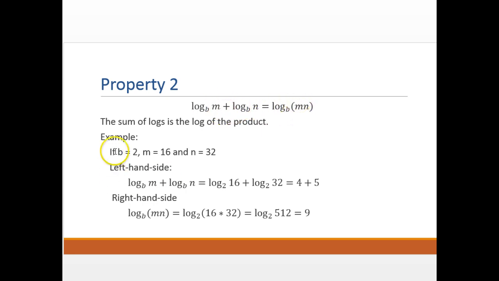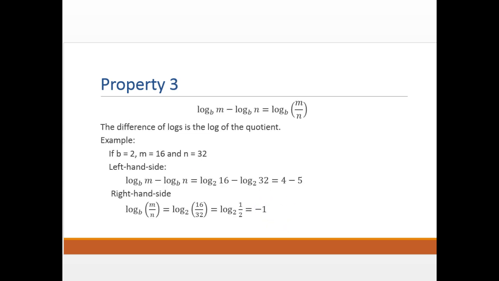Let's look at an example where b is 2, our base is 2, m is 16, and n is 32. If I look on the left-hand side, log base b of m plus log base b of n is log base 2 of 16 plus log base 2 of 32. Log base 2 of 16 is just 4 because 16 is 2 to the 4th. Log base 2 of 32 is 5 because 32 is 2 to the 5th. And remember, logs just give you exponents. The right-hand side, log base b of m times n. Log base 2 of 16 times 32 is log base 2 of 512, which is just 9 because 512 is 2 to the 9th power.